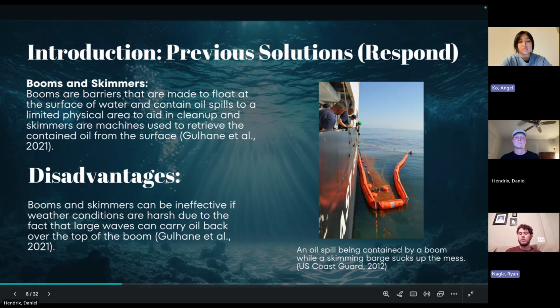The problem with using a boom and skimmer is they can be ineffective under certain weather conditions, mainly rough weather or rough sea conditions, as large enough waves can carry the crude oil up over the edges of the booms, and then essentially you have a boom that's doing nothing, that's not containing anything.